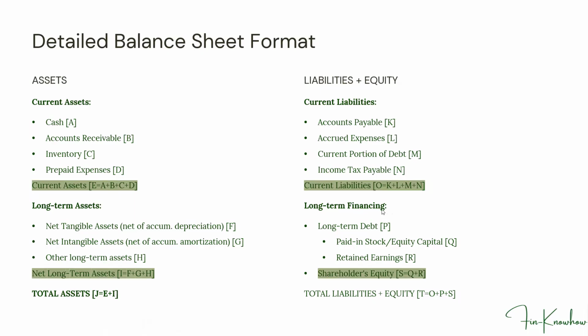Below it come the liabilities that are due in the longer term. So you have long-term debt. Then on the equity side, you have paid-in capital and retained earnings. So the Q and R add up to shareholders' equity. So if I were to add O, which is the current liabilities, P, long-term debt, and S, shareholders' equity, which is the sum of Q and R, I get T. Again, the key thing to remember here is J has to equal T because the right-hand side represents how the left-hand side has been financed.